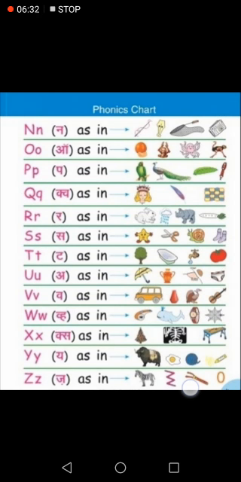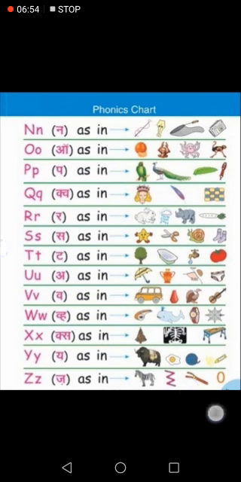Okay. The next letter is Y. Letter is Y. But the sound will be Y. What will be the sound? Y. Yellow. Yak.